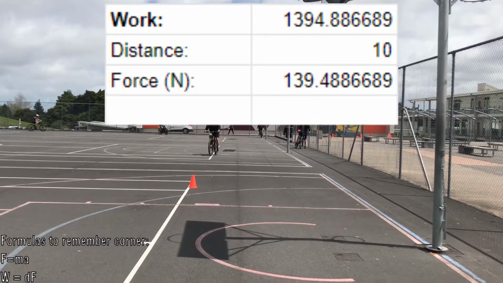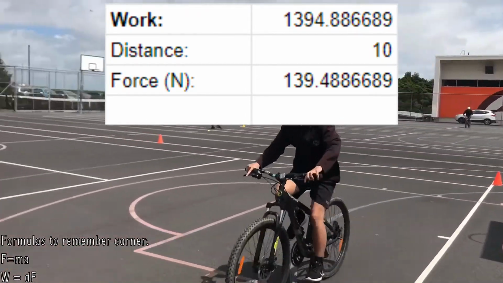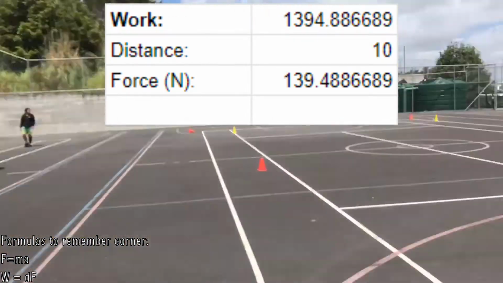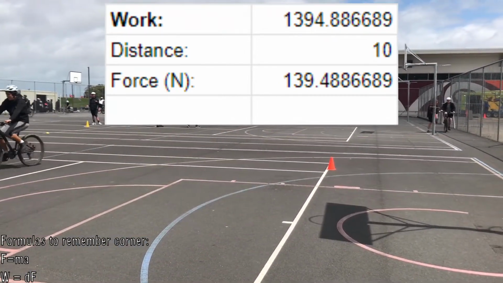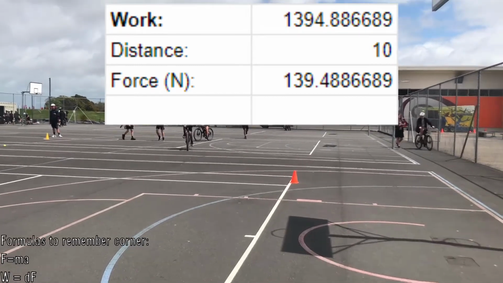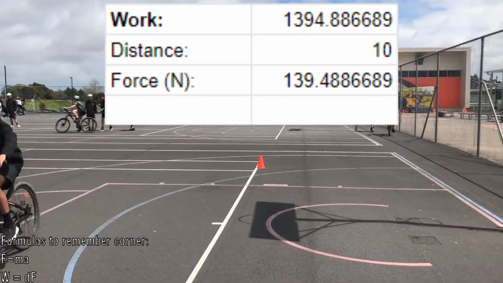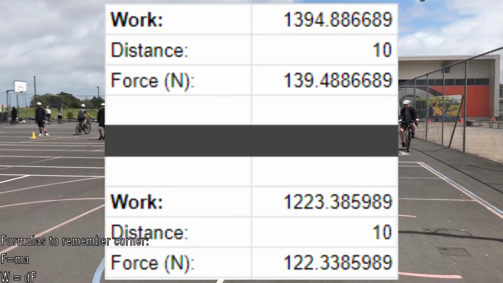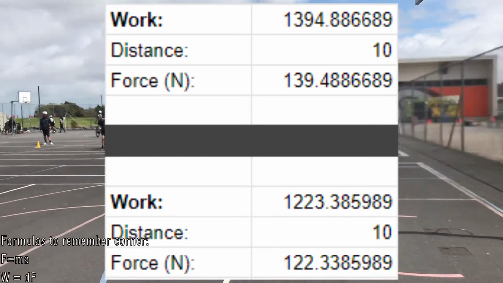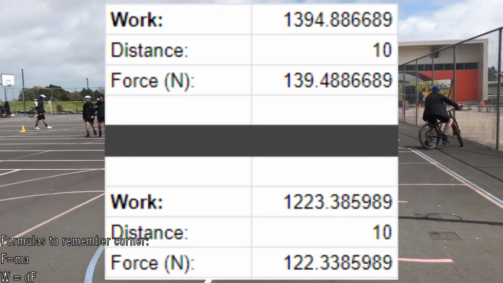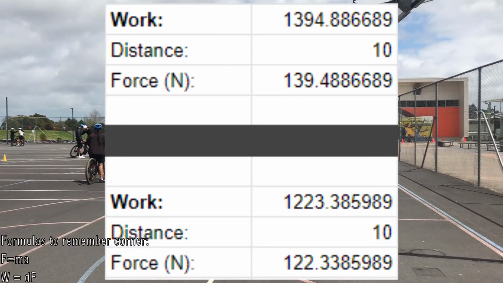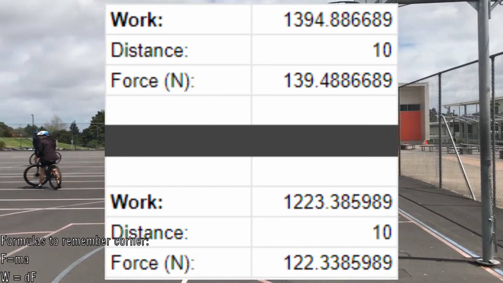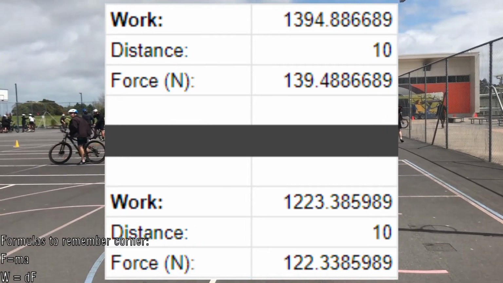In Jason's case, he had a force of 139.4 and a distance of 10 meters, which gave him a work value of 1,394 joules. In Ivan's case, he had a force of 122.3 and a distance of 10 meters, which gave him a work value of 1,223 joules.